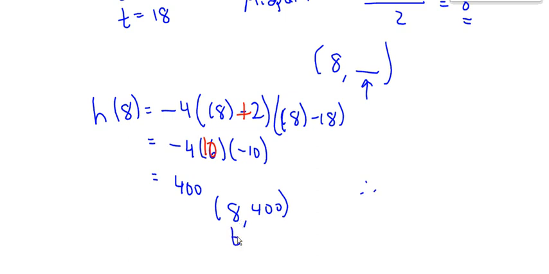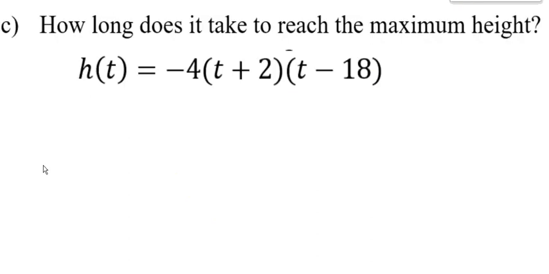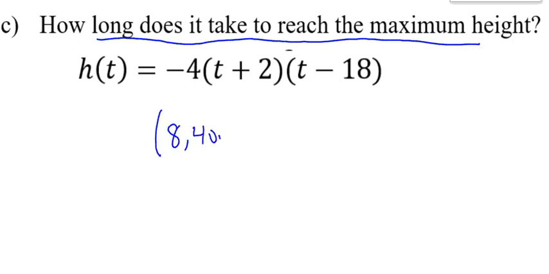No, that's the t value. This is the height value. So the maximum height is 400 meters. And then let's move on to the next question, because we've already answered it. How long does it take to reach the maximum height? So remember, we already know that the vertex is right here. And the vertex is t and h. So the height at the maximum is 400. So the time to get to maximum must be 8. So the answer is 8 seconds.